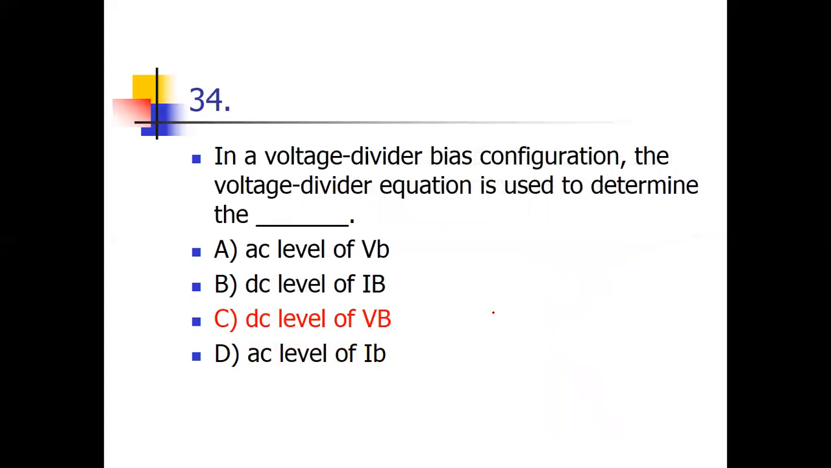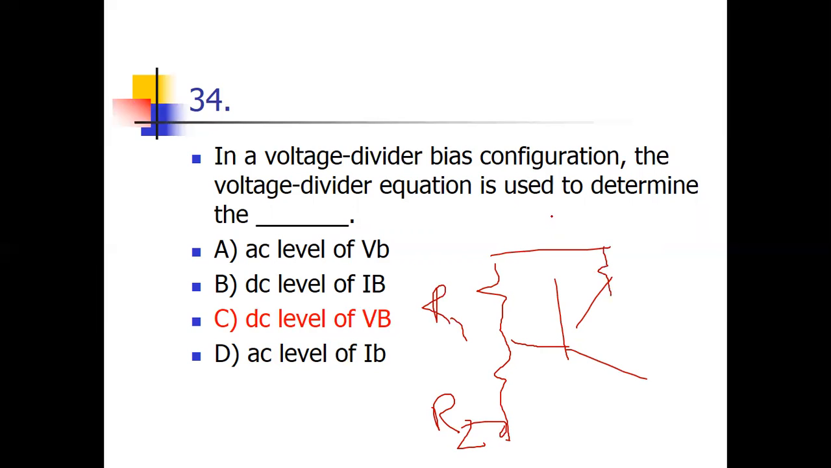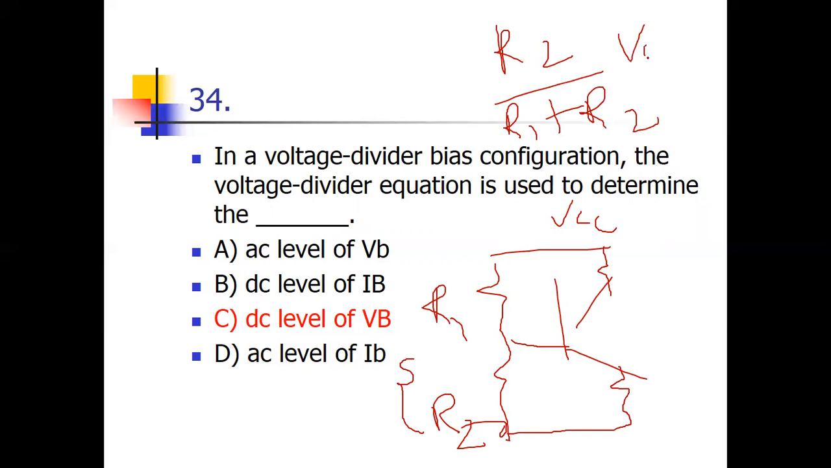In a voltage divider bias configuration, what is used to determine the base voltage? If you remember, what is the voltage divider rule? This is R1, this is R2, and this is your VCC, and here this is RE. We want to calculate the voltage across this. So how to calculate? R2 upon R1 plus R2 into VCC. It is called the voltage divider rule. From this we will calculate the base voltage. So base voltage equals R2 upon R1 plus R2 into VCC. So finally, what we are calculating is the DC level of the base voltage.